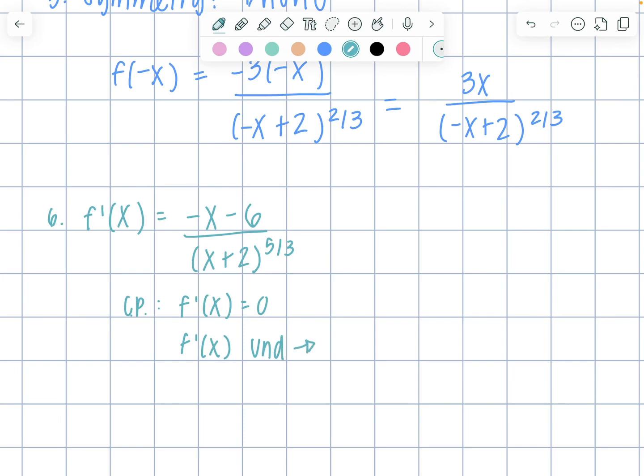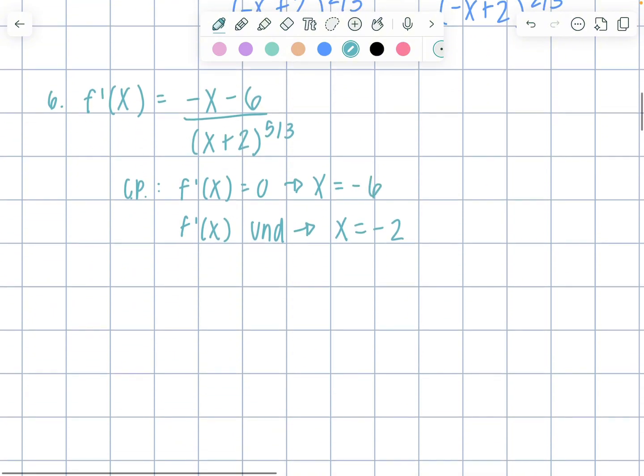We know that our function will be undefined when the denominator is equal to 0, which would be at x equals negative 2. To find when the first derivative is equal to 0, we can set the numerator equal to 0. And by doing this, we can find that it would be at x equals negative 6. We will use these two critical points to create a sign graph for our first derivative. I will note that x equals negative 2 is a vertical asymptote.